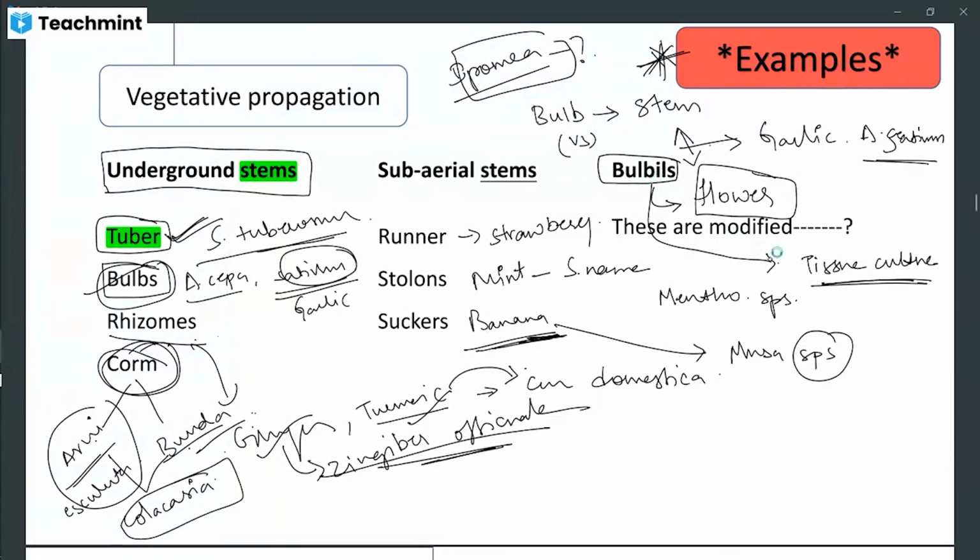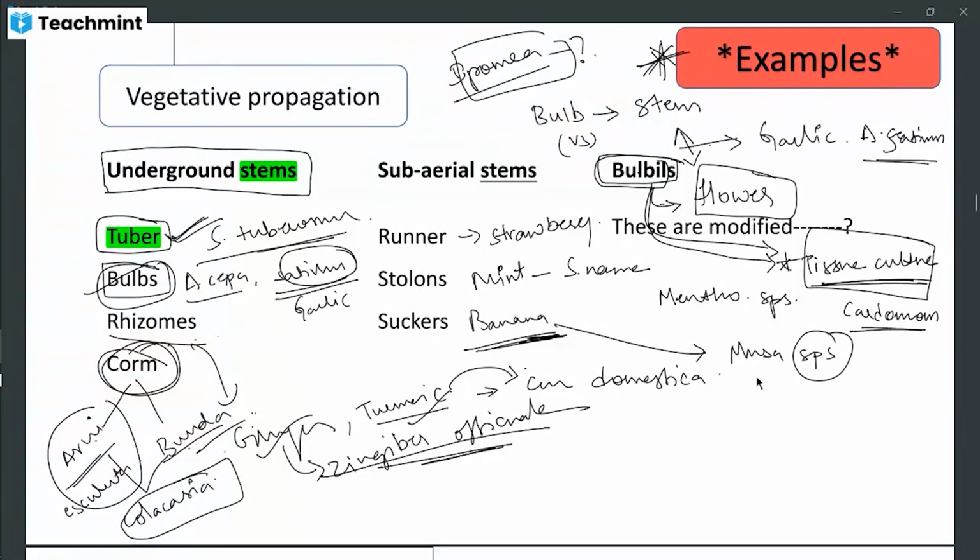And also the important question is bulbil which is amenable to tissue culture. What is the example for that? So the answer is cardamom. Please do remember this is an important question. Example for a bulbil which is amenable to tissue culture is a cardamom species. So hope now you are clear about vegetative propagation.